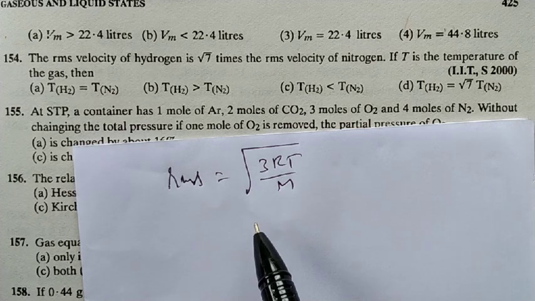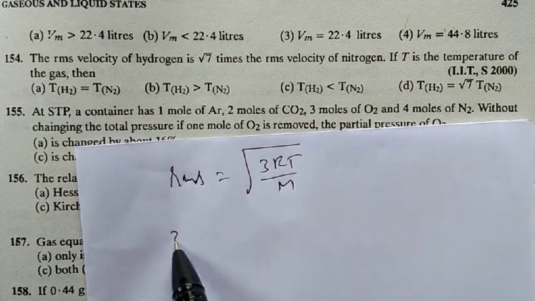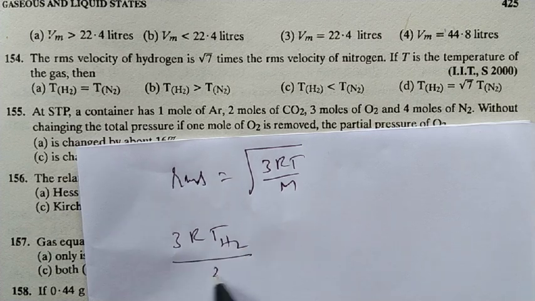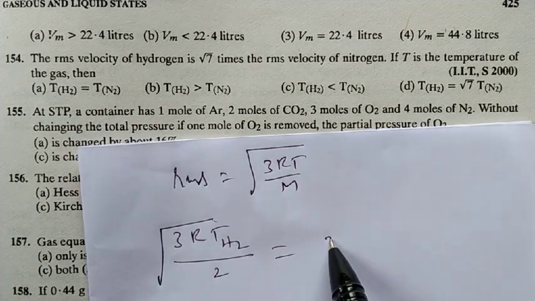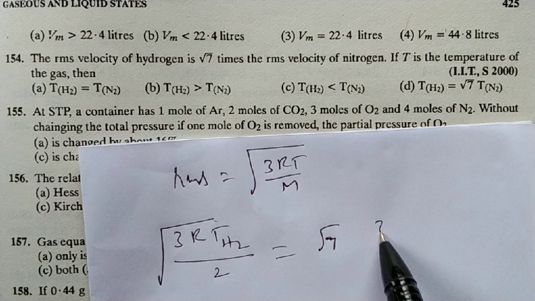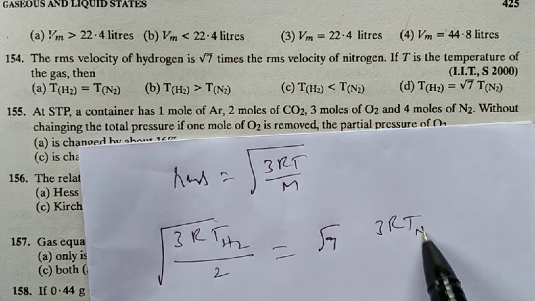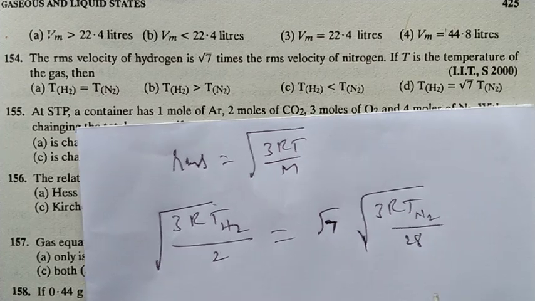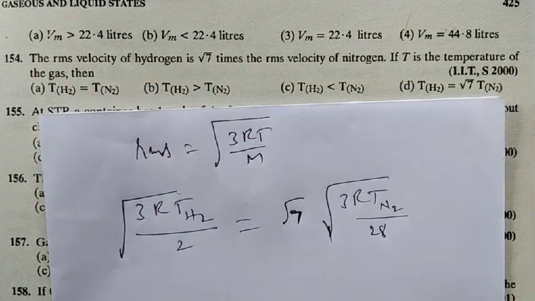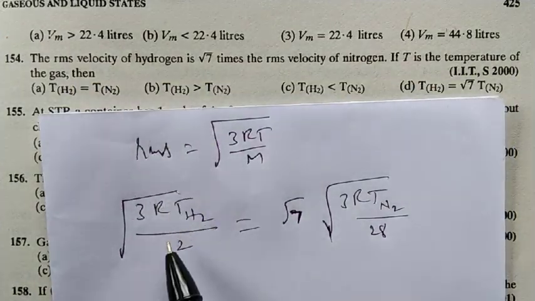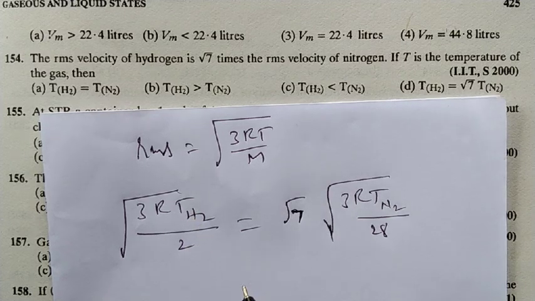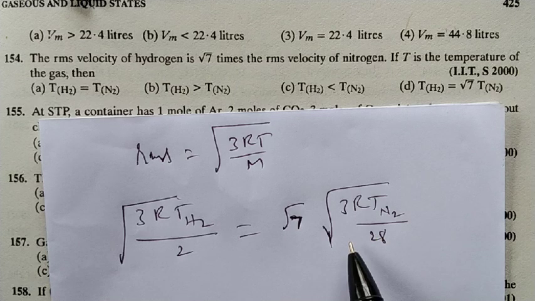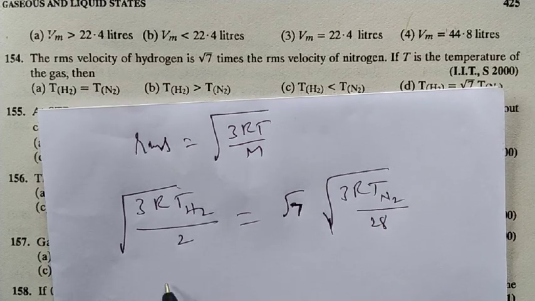Now as per the given combination, root of 3R T_H2 by 2 is equal to root 7 times root of 3R T_N2 by 28. Is the notation correct or not? Observe here: the RMS velocity of hydrogen is root of 3RT by M_H2, and root 7 times the same formula with N2. So if you square on both sides, what do you get here?